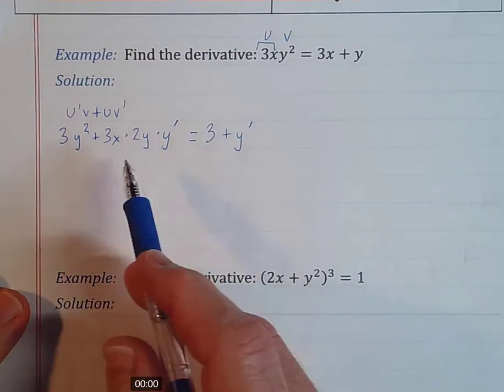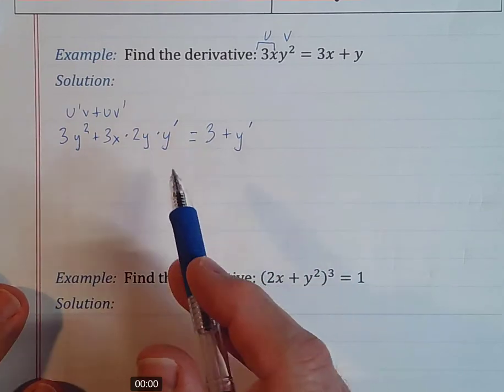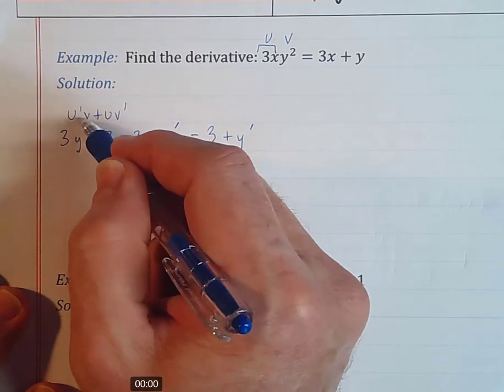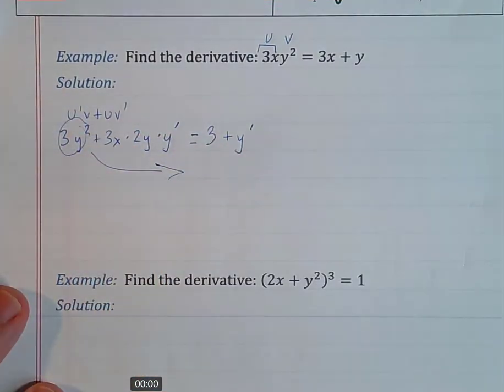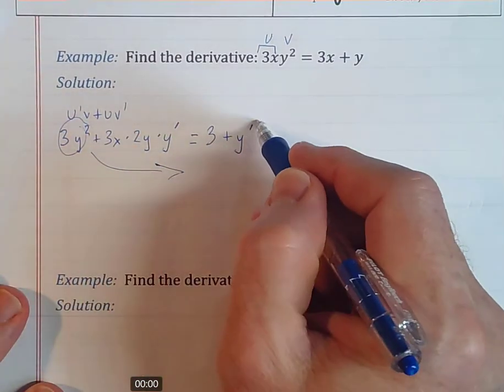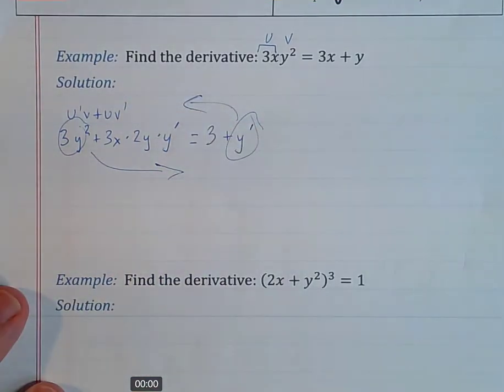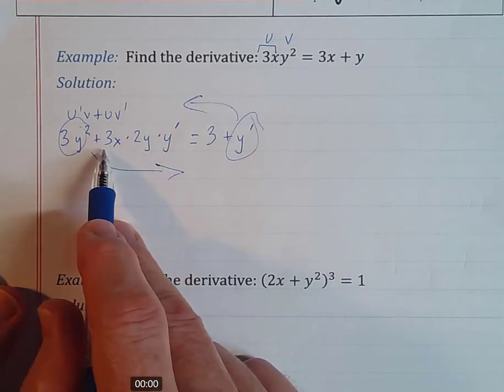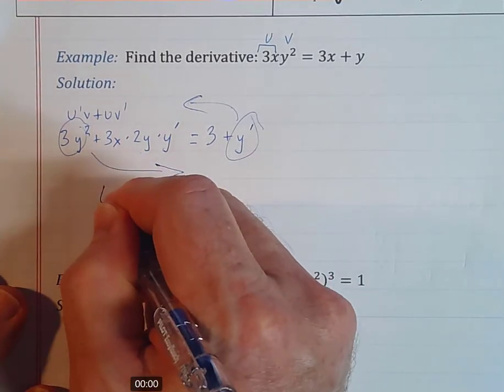And so I'm just going to solve this thing for y prime now. Let's see here. I'm going to take the 3y squared and bring it to that side of the equal sign. I'm going to take this y prime and bring it over to the left-hand side. So it looks like I've got this one left over here. Okay, so that's going to give me 6xy.